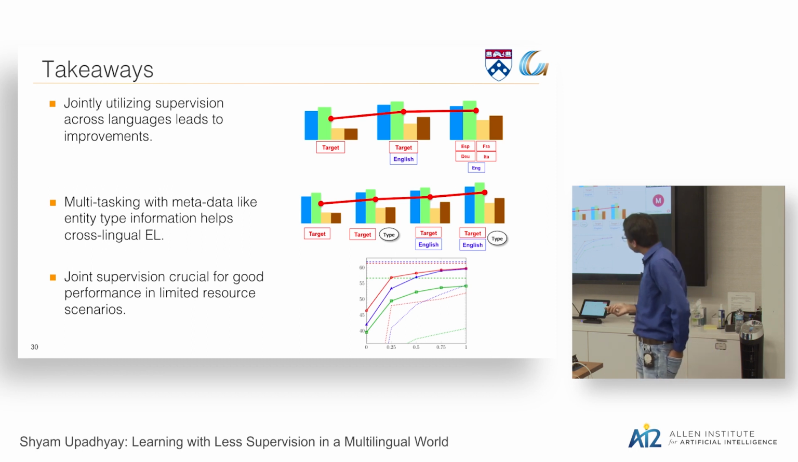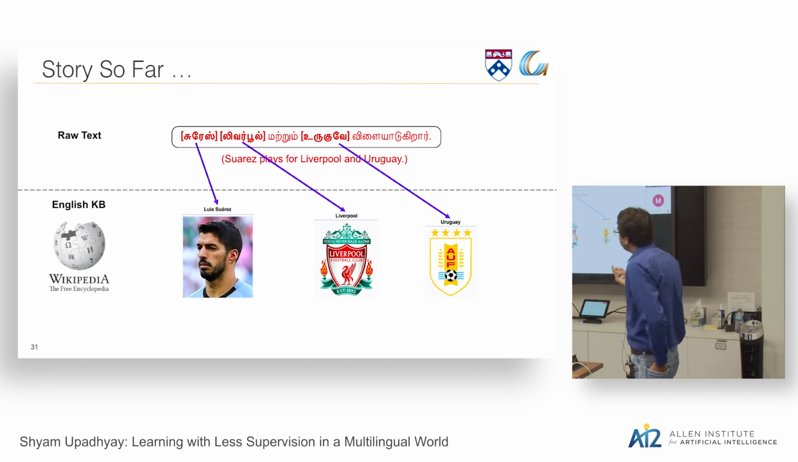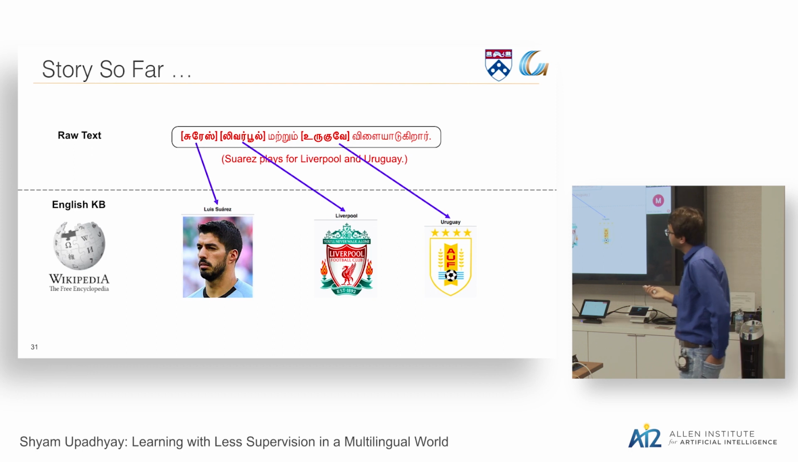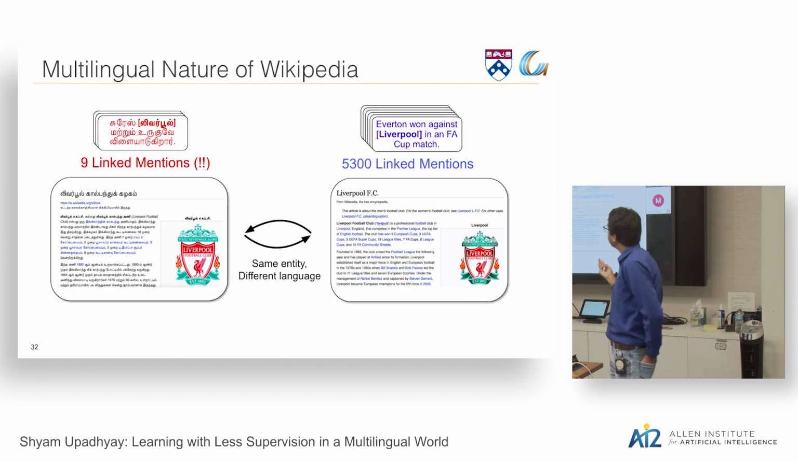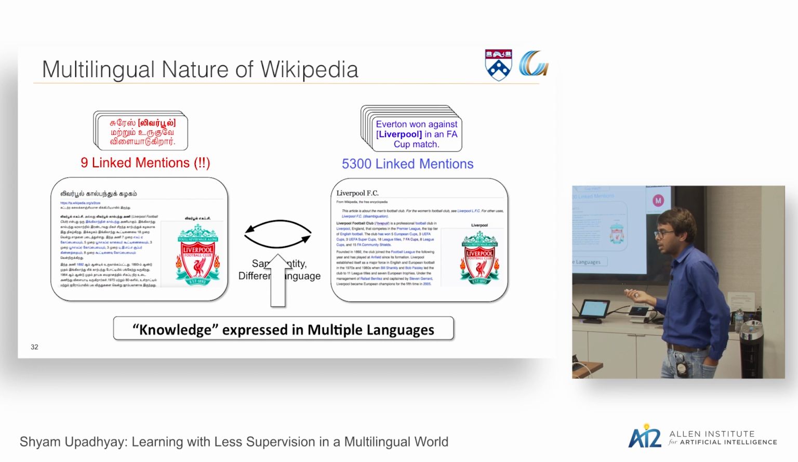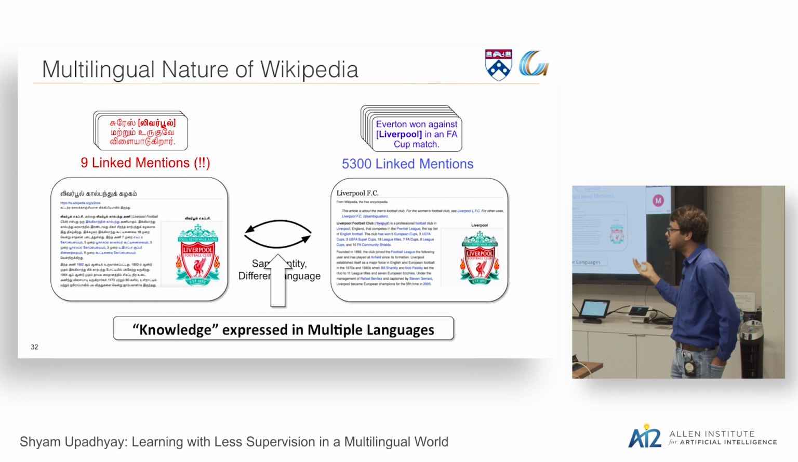All right, so the story so far was about grounding mentions expressed in different languages into a knowledge base in English, like Wikipedia. And to achieve this, we exploited a property of Wikipedia, which was that knowledge about the same entity is expressed in multiple languages. So there's some redundancy across languages. You have information describing the same entity in multiple languages, and these information sources might be disjoint, or they might have some overlap.